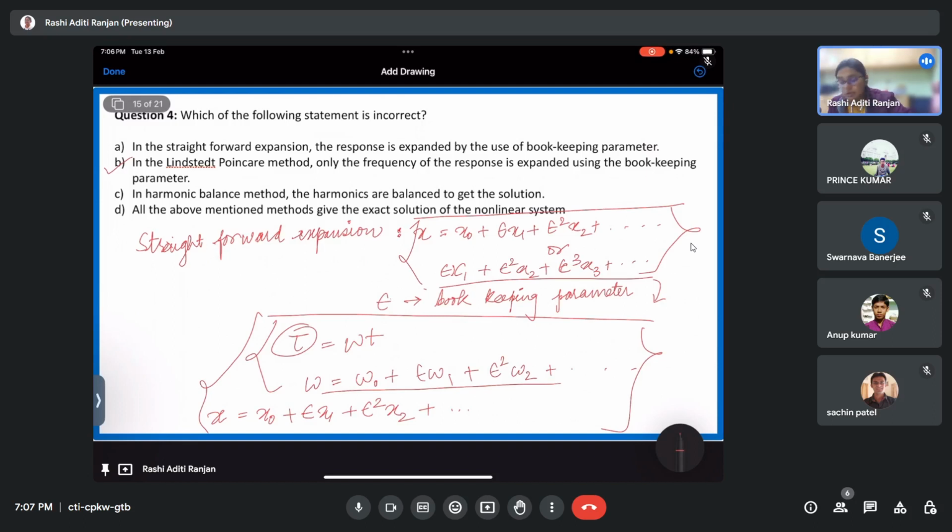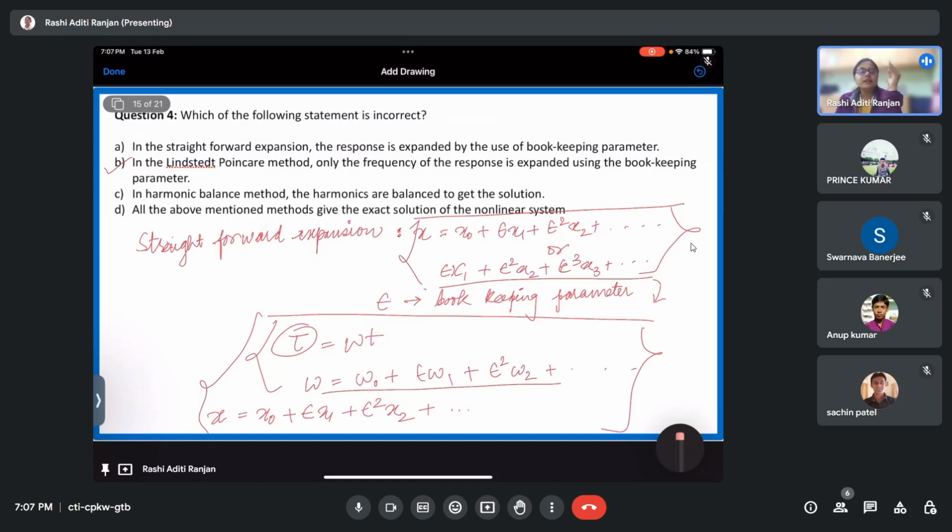Apart from that, there remain two more options. The third option says that in the harmonic balance method, the harmonics are balanced to get the solution, which is correct. That is what we do in the harmonic balance method, and that is what we did in the previous question as well. What did we do? We assumed the periodic solution by using the truncated Fourier series. We put that solution in the differential equation, and after that we try to find the expression of the amplitude of the oscillation so that we can write it in an analytical way.